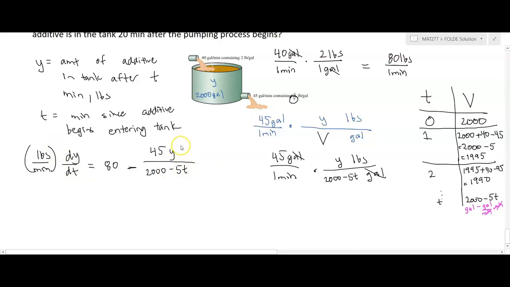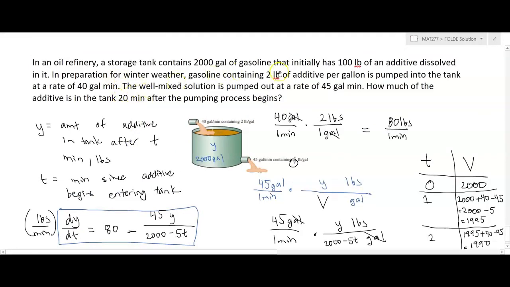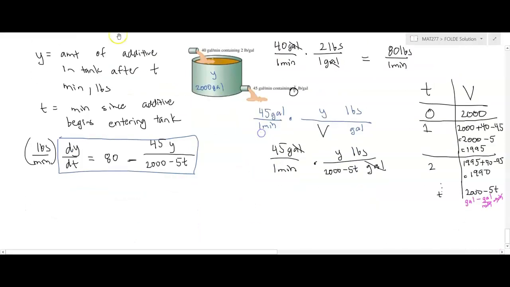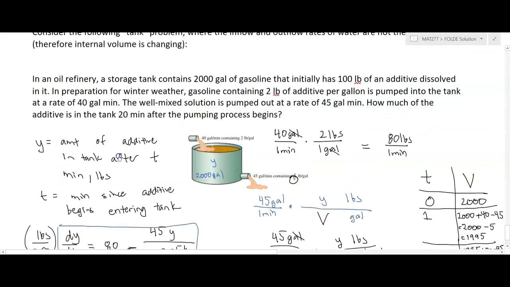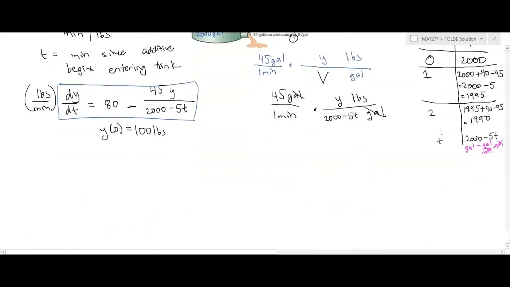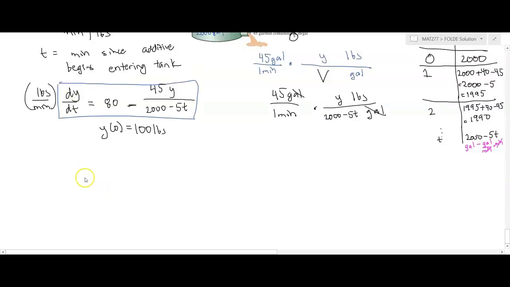Now it might not be immediately evident, but this is a first order linear differential equation. So this is our model right here. And we also know the initial condition. Initially it has 100 pounds of an additive, so this means that y of 0 is equal to 100 pounds. And we're ready to solve this differential equation.